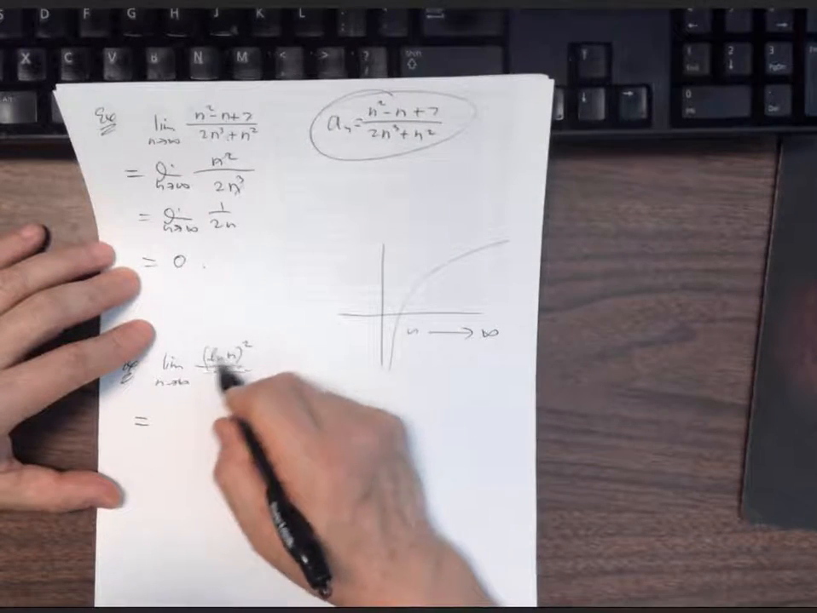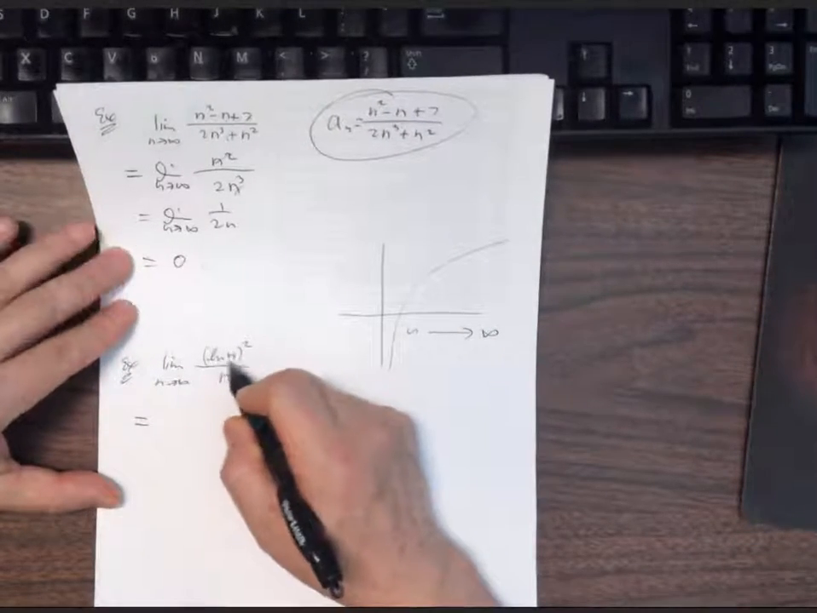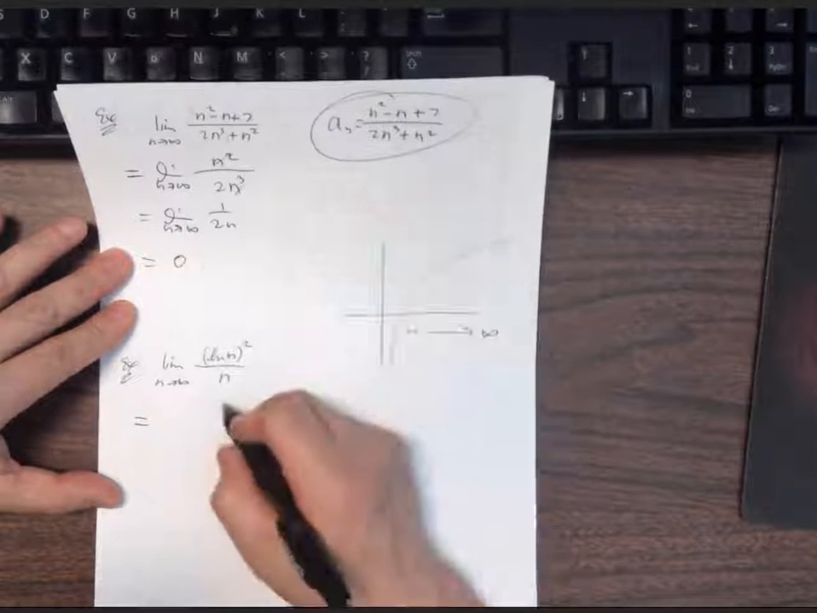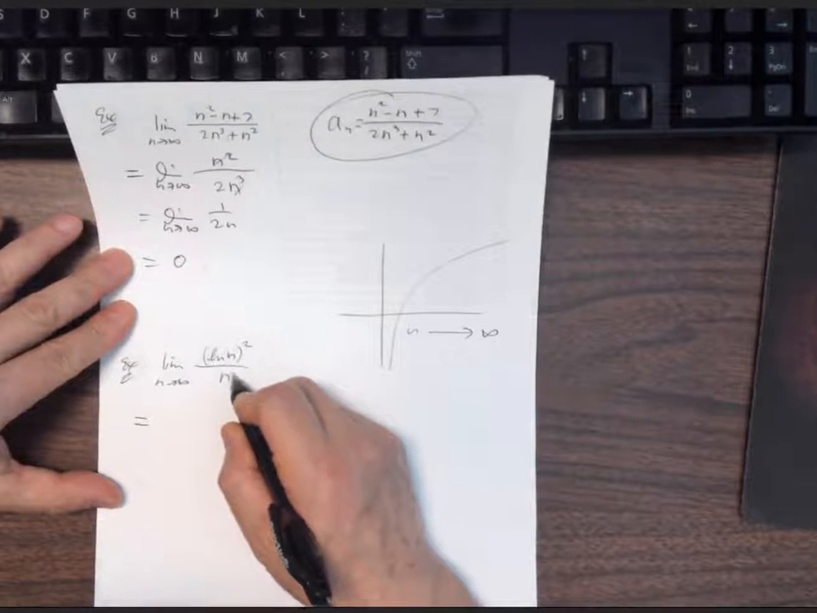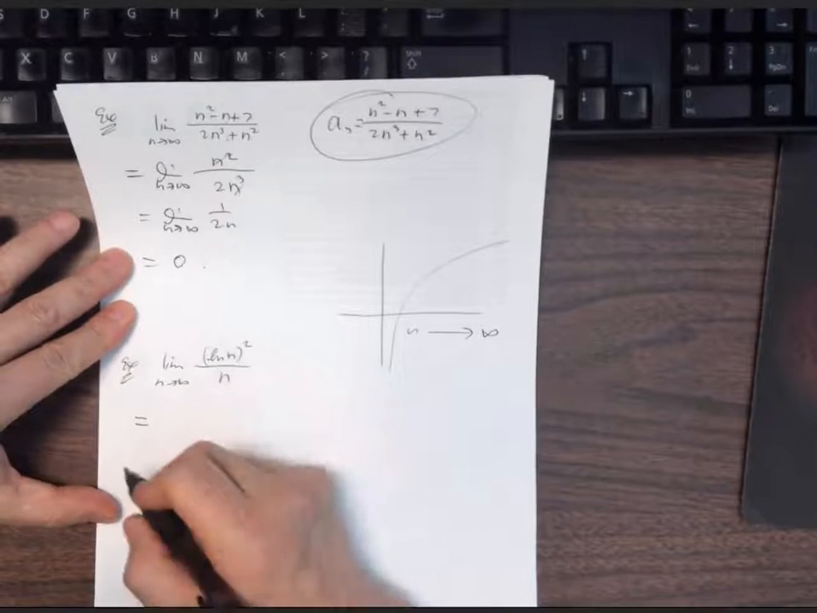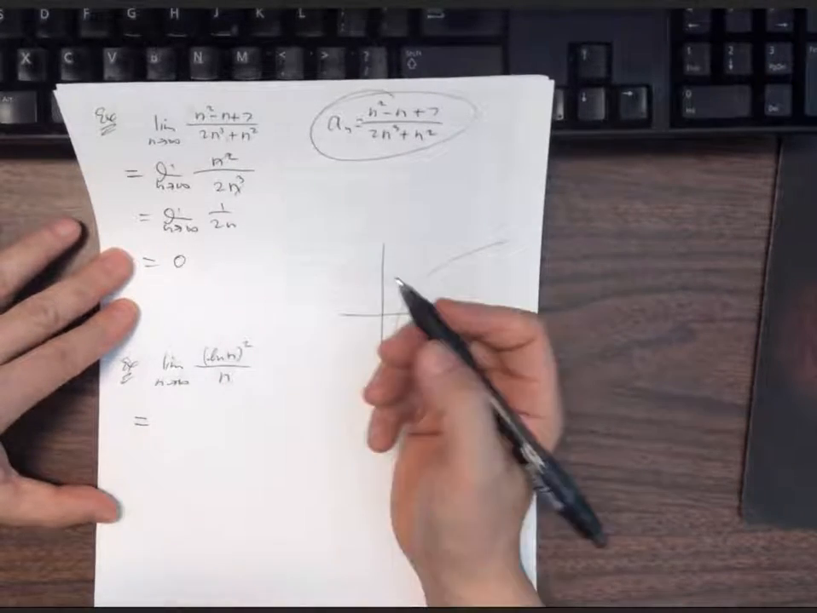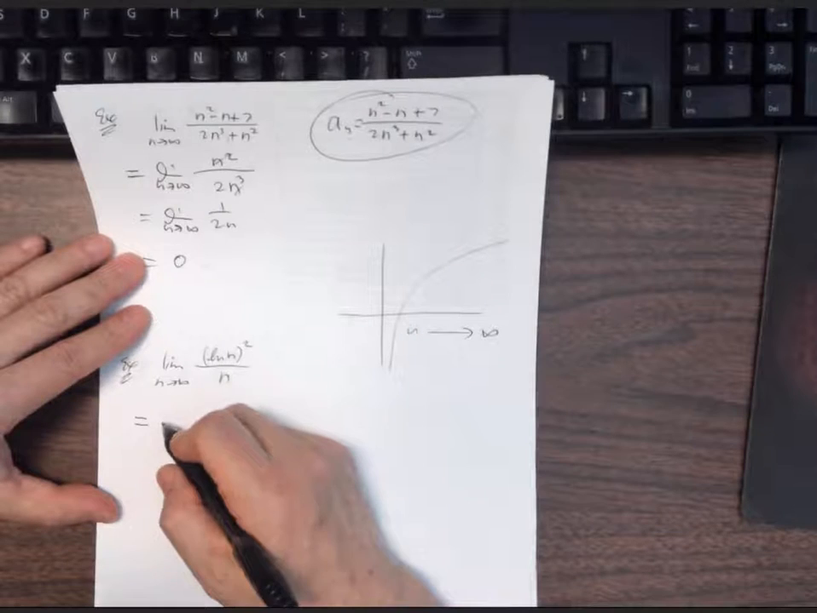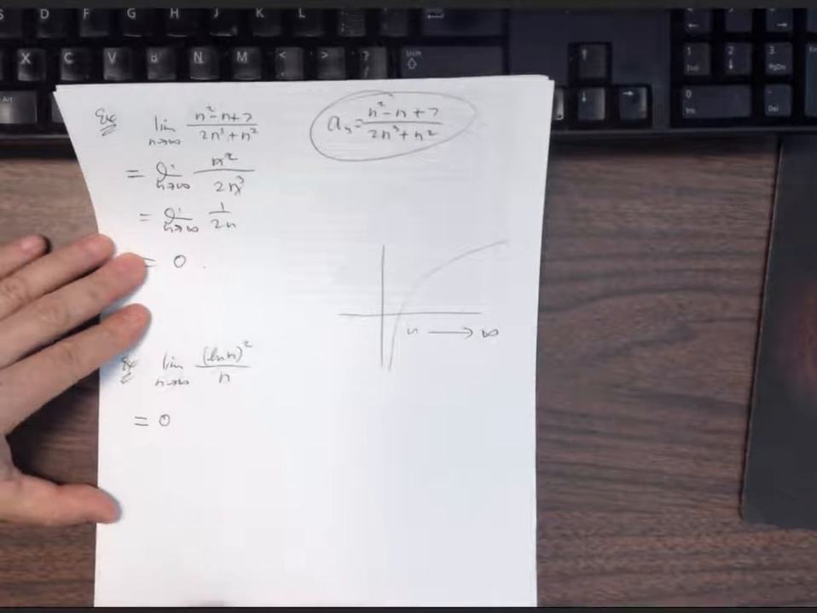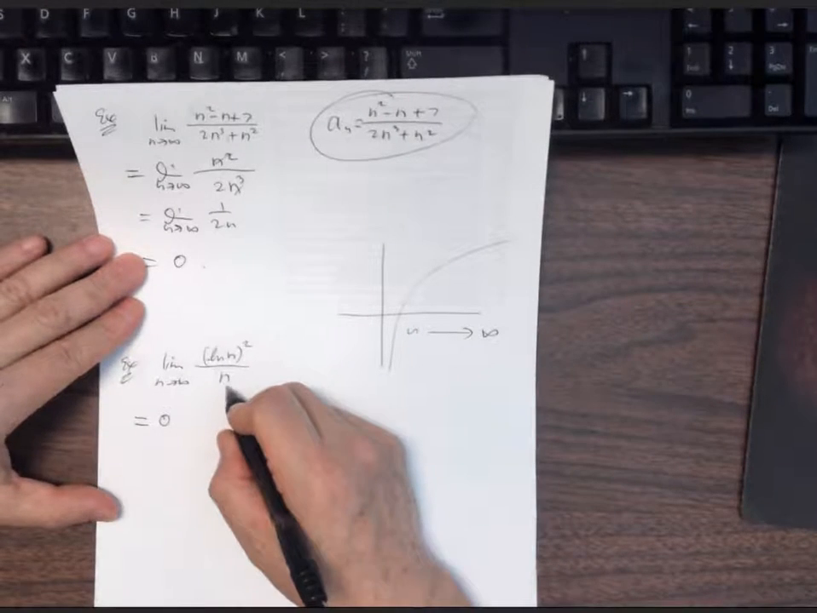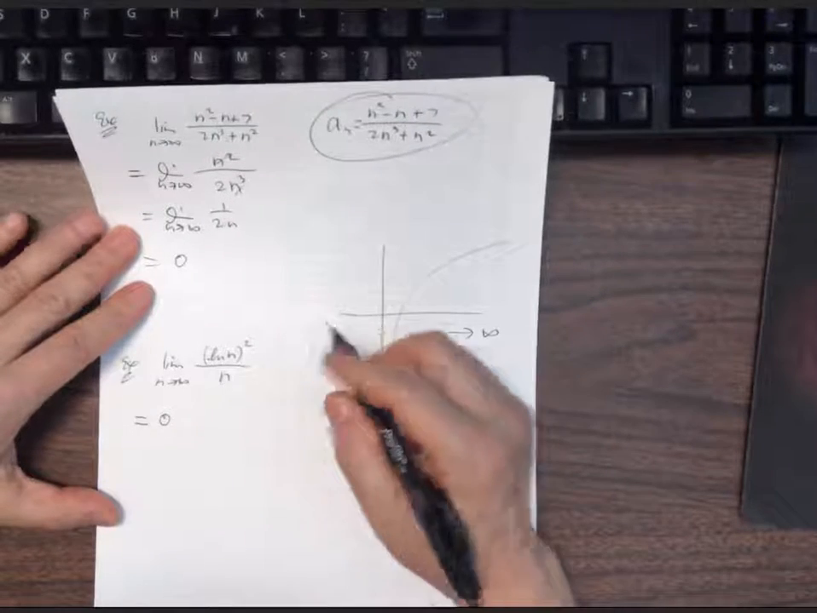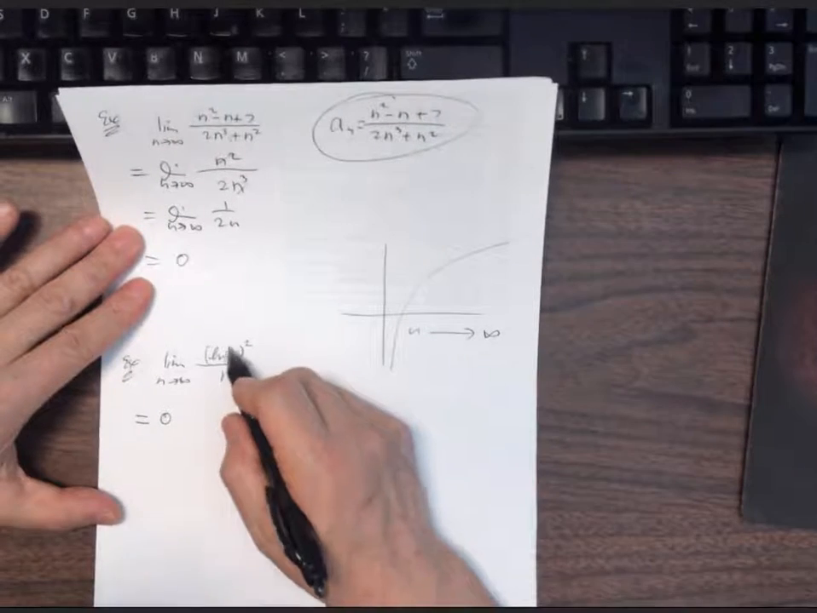Basically, the top goes to infinity as a log, which is a lower order compared to a power of n. This is the first power. So we can draw the conclusion right away. The limit is 0 because the bottom becomes larger, faster than the top.